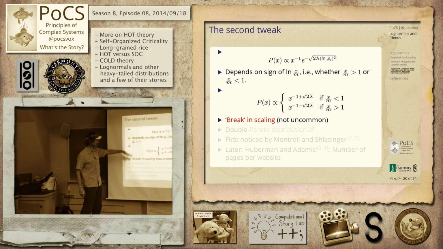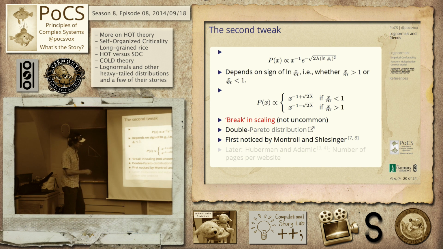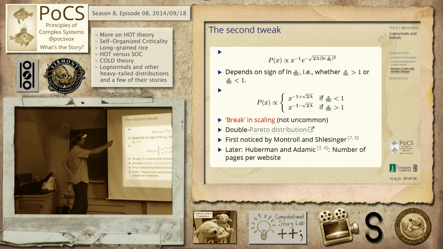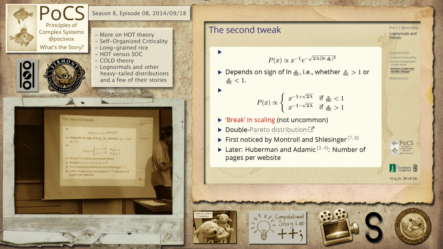Very, very common behavior. You see it in earthquake distributions. You actually see it in word distributions. So sometimes you'll see double Pareto is the term here. Famous work by Montroll and Shlesinger behind all of this. And this particular calculation was actually used by Huberman and Adamic to model the numbers of pages on, I think, is that numbers of pages per website? I thought it was clicks. Which seems like an odd thing to be able to do, but you can do that too.